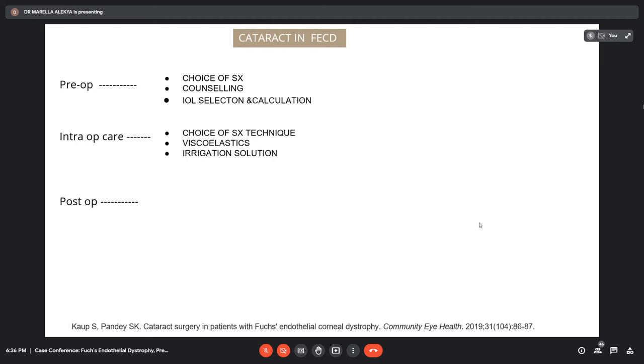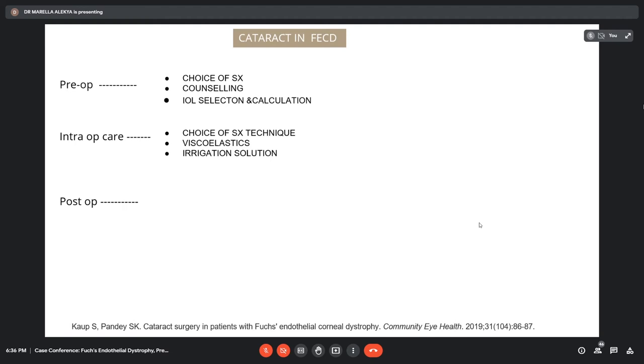Putting a toric is a very tricky situation because the corneal dystrophy itself will produce a change in the corneal curvature and a pseudo-toricity of the cornea. We are going to see that in the case presentations following now. So that is very important. If you can understand that the cornea is having a pseudotoricity because of the condition, which is going to be rectified after your endothelial keratoplasty, please don't bother to put a toric lens.